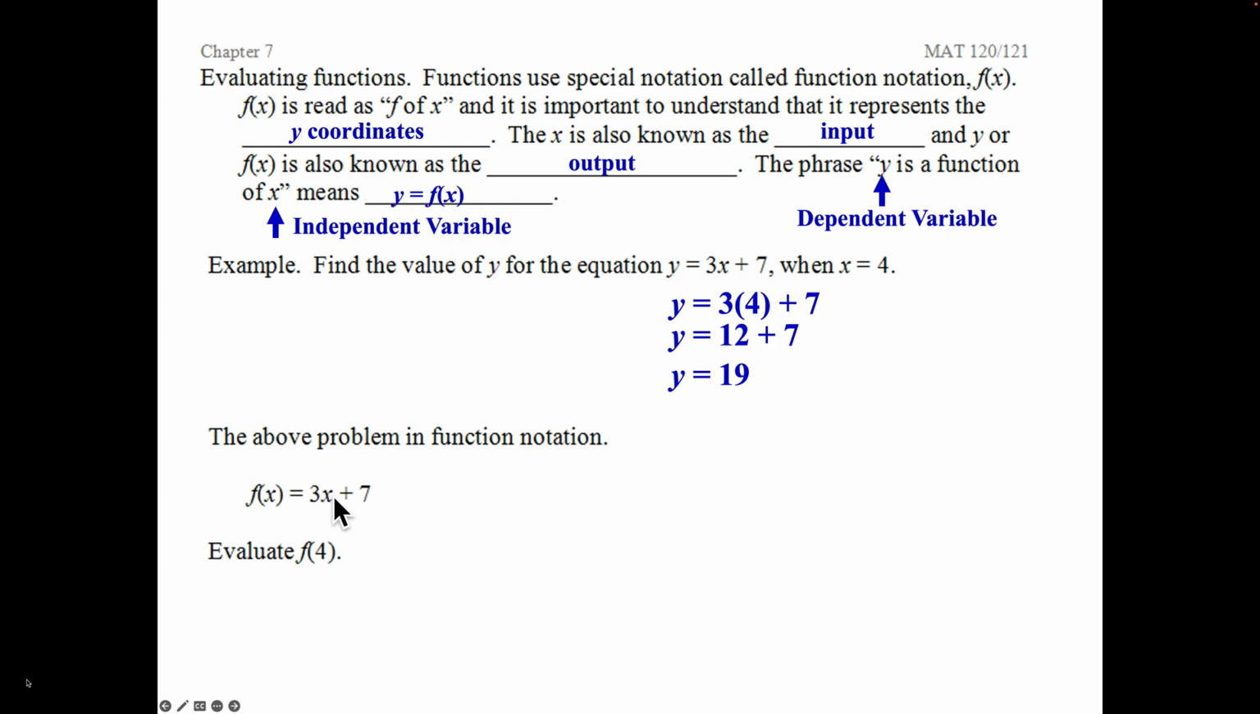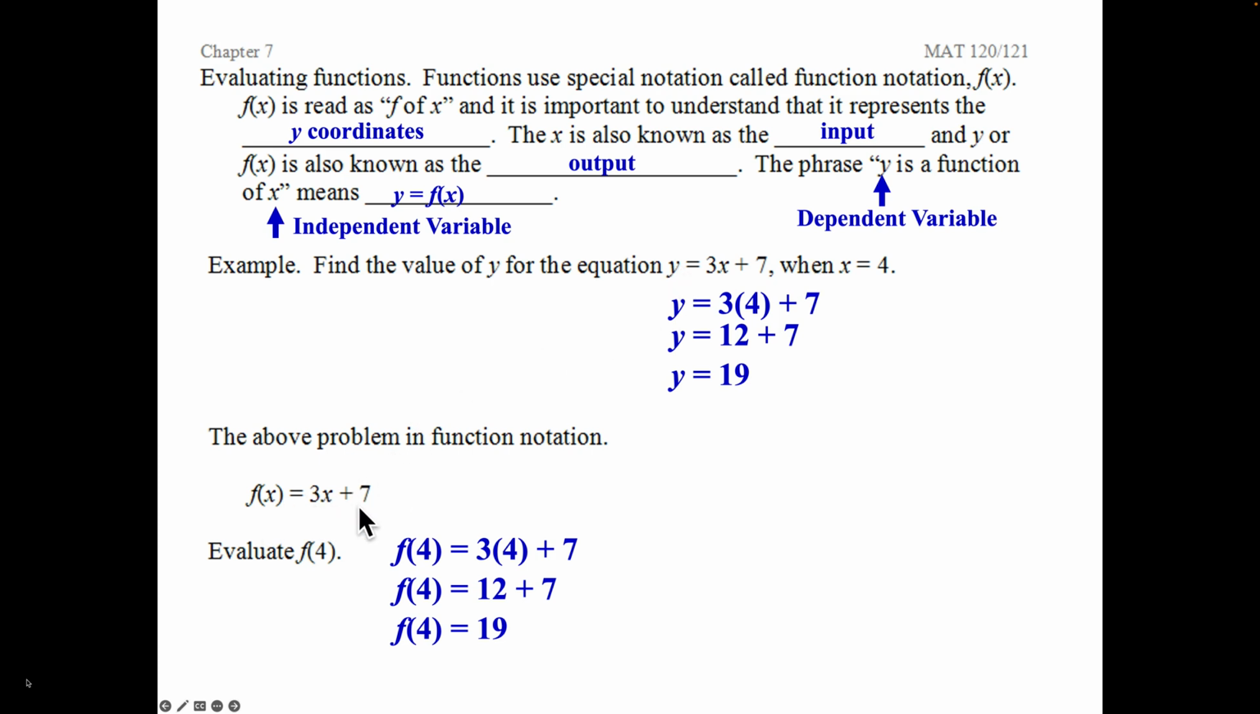So here is y equals 3x plus 7. This says put 4 in every place you see an x. So 12 plus 7, 19, we're done. The work is exactly the same. It's just that as math teachers, we don't like all this verbiage.